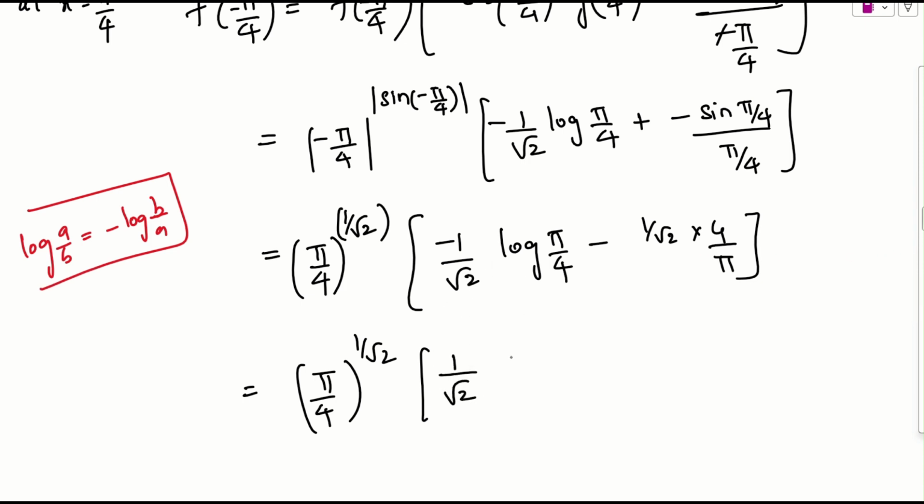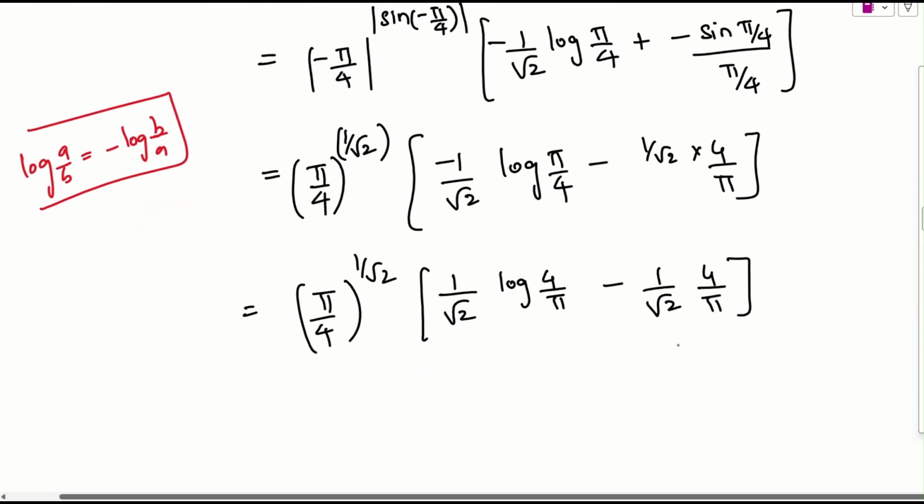If I multiply minus inside, what will I be getting here? This is log of 4 by pi. Okay, minus. So 1 by root 2, this is 4 by pi. We can take it out. Is it fine? Any doubts up to here? Yeah. So if you check this further, yeah, so root 2, root 2. Okay, if you want to solve this further, let me write it down here.